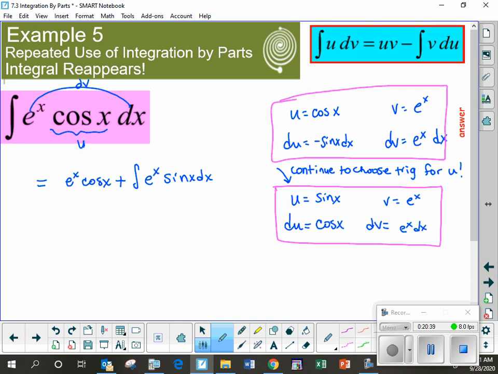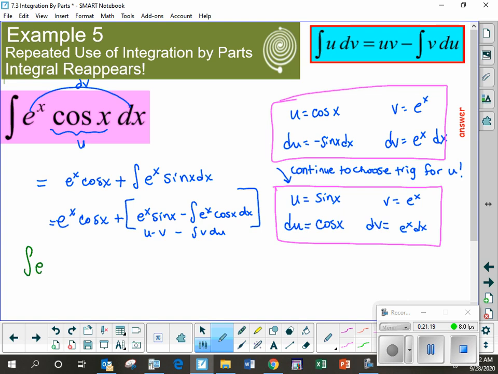All right, so e to the x cosine x plus, here's my integration by parts, u times v, e to the x sine x minus the integral of the other diagonal, e to the x cosine x dx. So this is our u times v minus the integral of v du. Another integration by parts. And you're like, oh my gosh, this never ends. You would be correct in that. What I want you to do, it does end, but it's kind of interesting how this ends.